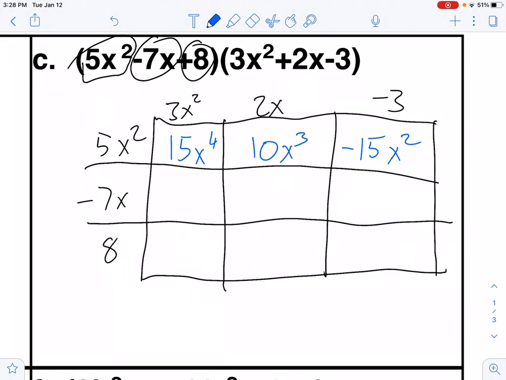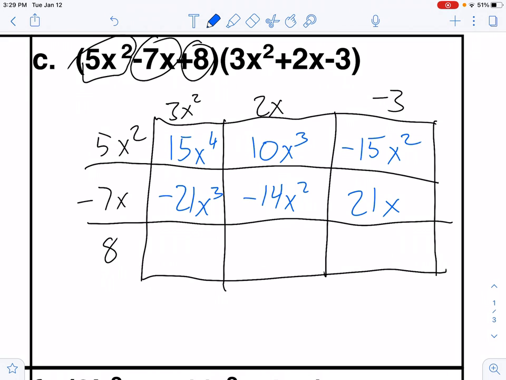My next row, negative 7 times 3, negative 21. x1 and x2 make x3. My middle here, I have negative 7 times 2, negative 14. x1 and x1 make x2. So I'm doing my base numbers, and then I'm working out my exponents. Negative 7 times negative 3, positive 21. And then x and nothing just stays as x.